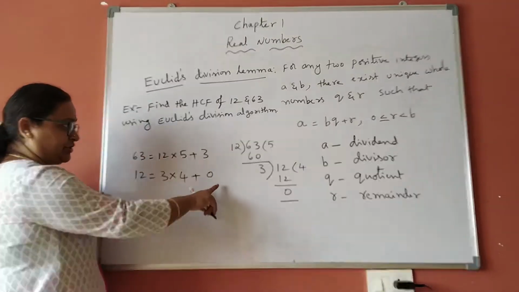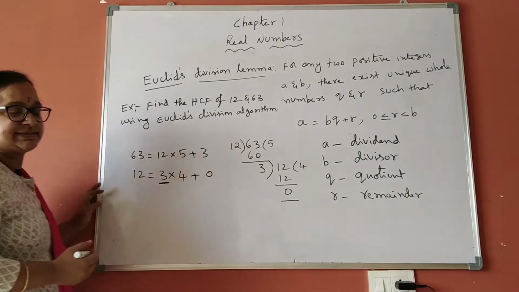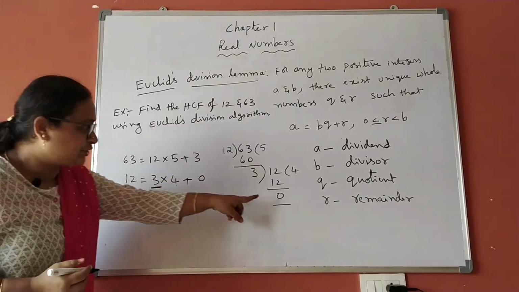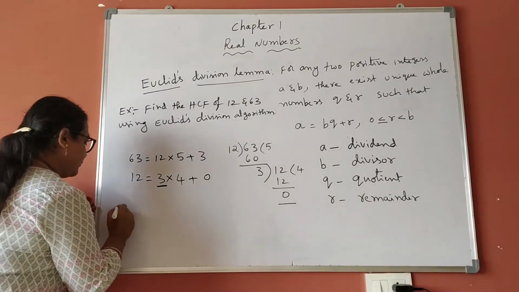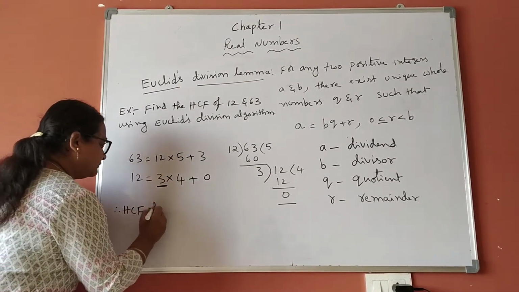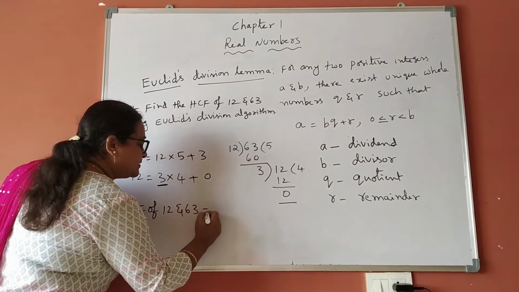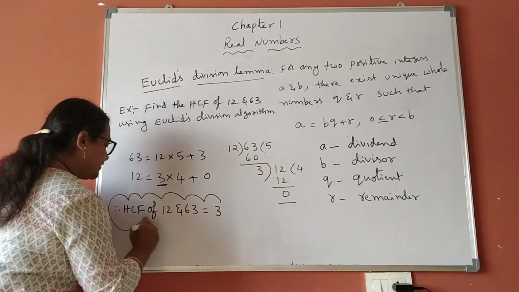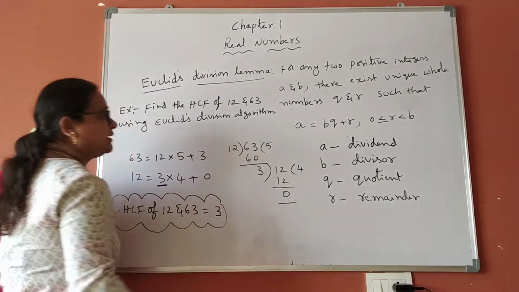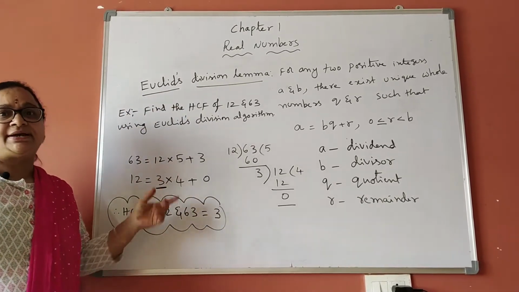Here we got 0 remainder. So this divisor is the HCF. Where we get 0 remainder, that divisor will be the HCF. Therefore, HCF of 12 and 63 is equal to 3. This is how to find the HCF of two or more numbers using Euclid's division algorithm. Let us start the exercise.